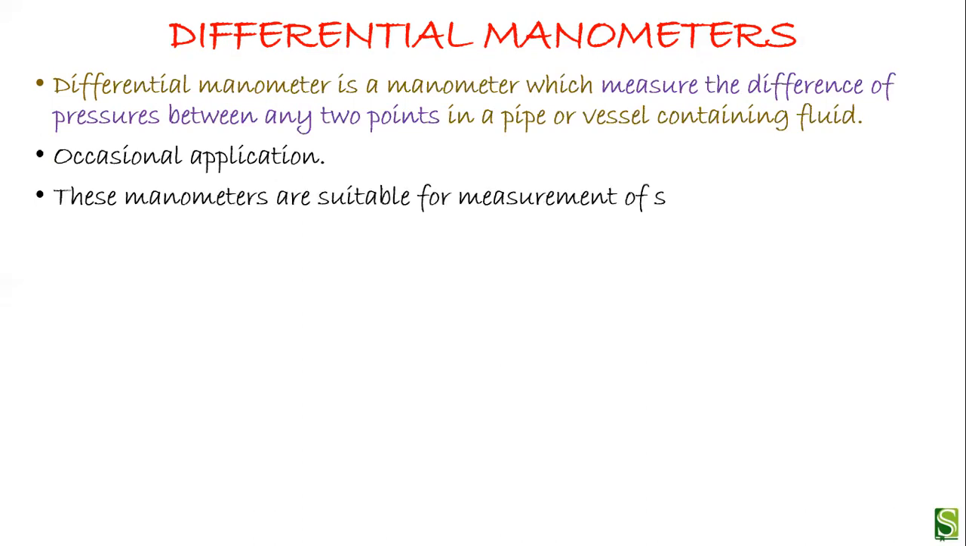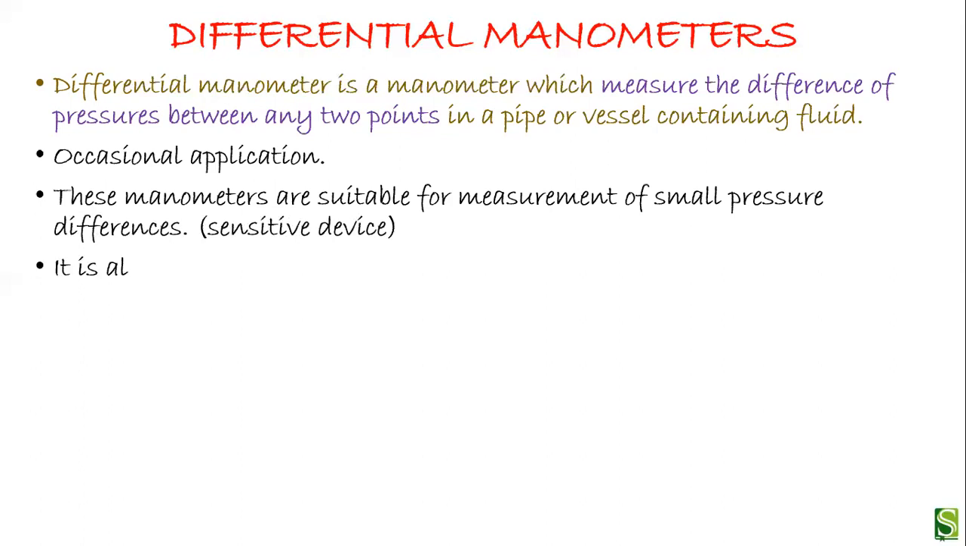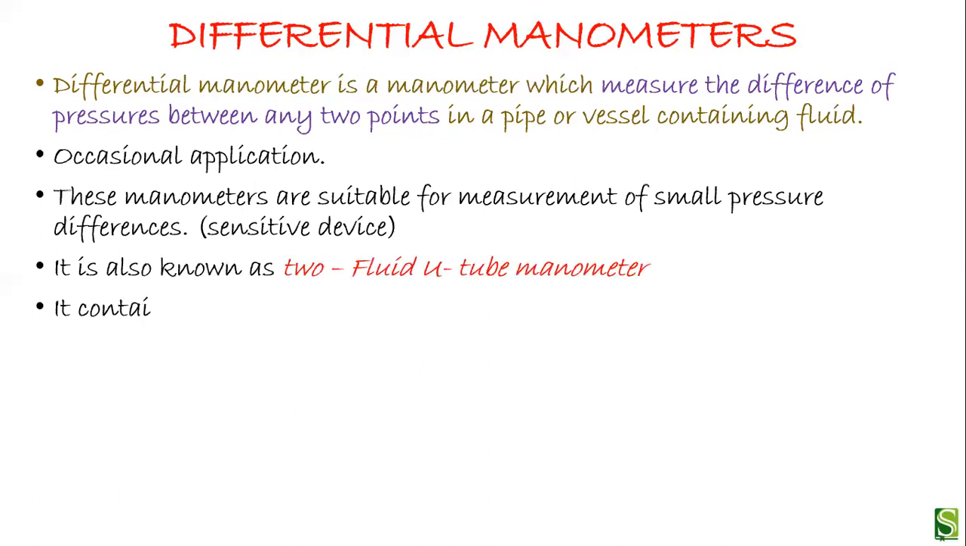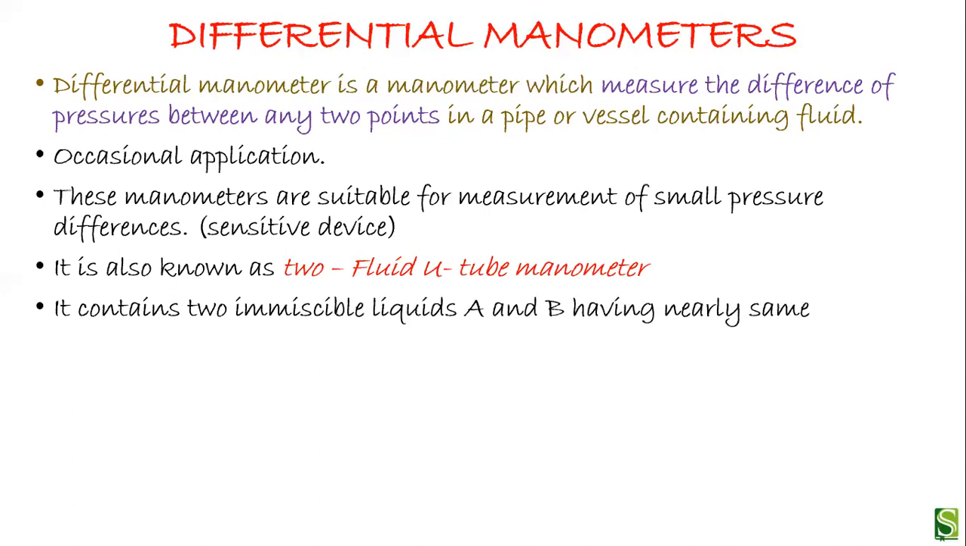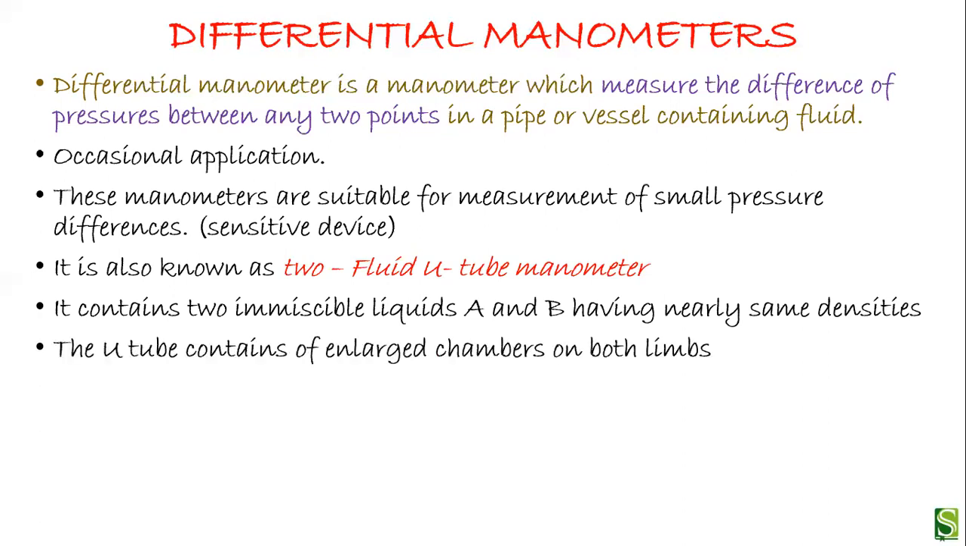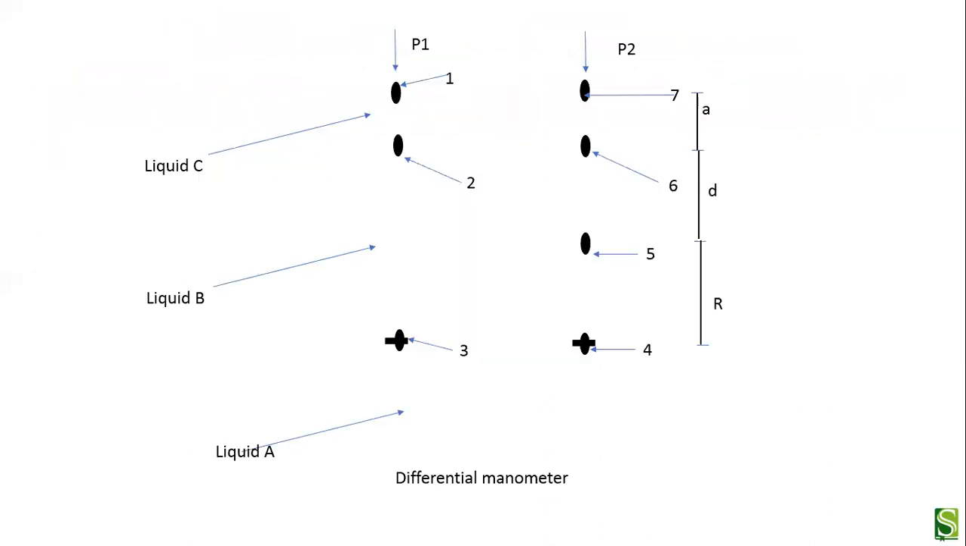These manometers are suitable for measurement of small pressure differences. Hence it is a very sensitive device. It is also known as a two fluid U-tube manometer. It contains two immiscible liquids A and B having nearly the same densities. There is a small difference between the densities. The U-tube contains enlarged chambers on both sides.